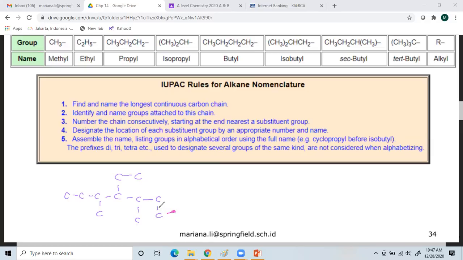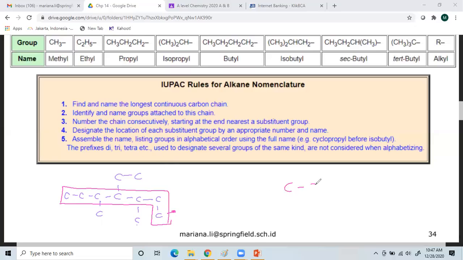Once again, a branch is never at the first or at the last C, never, because it will change to the longest chain. It will become part of the longest chain. So I think this is the longest chain. Please find the longest chain with which you will get more branches.